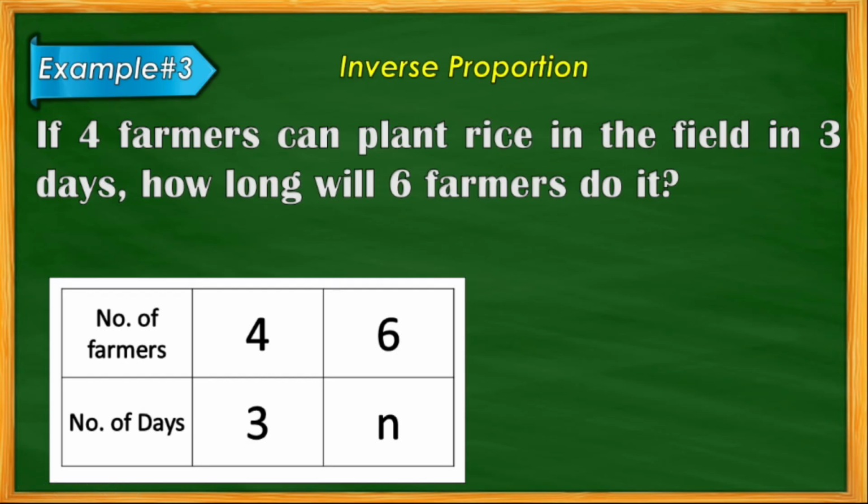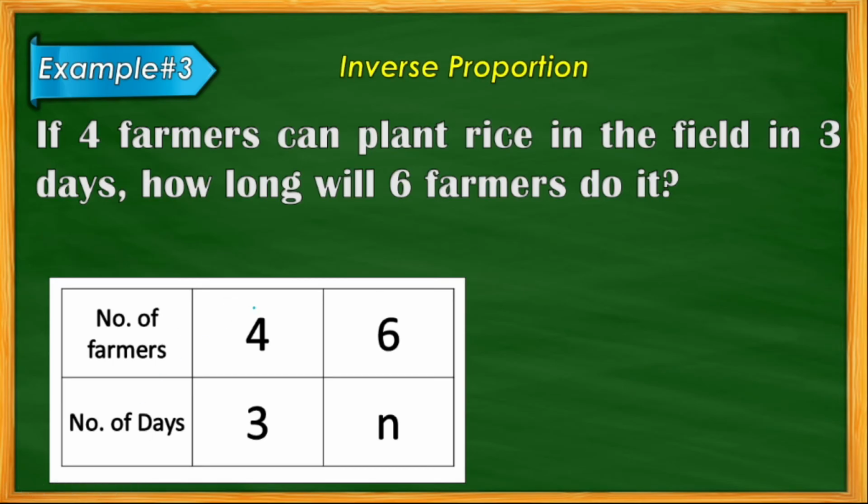Example number 3 is very easy if you already know how to identify if the problem is inverse proportion. If the problem is inverse proportion, again, there is a clue. So four farmers can plant rice in 3 days. How long will it take six farmers to do it? So this would be the shortcut way.